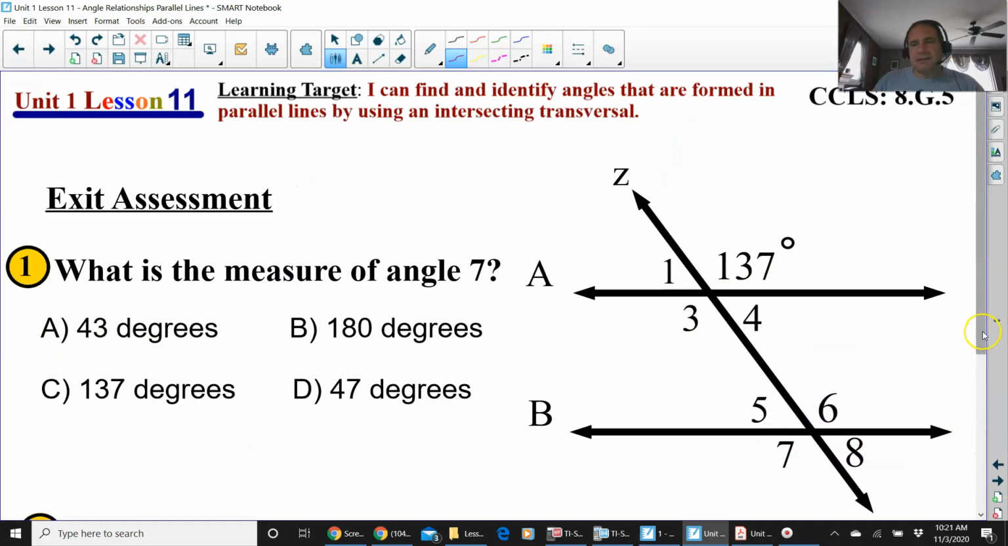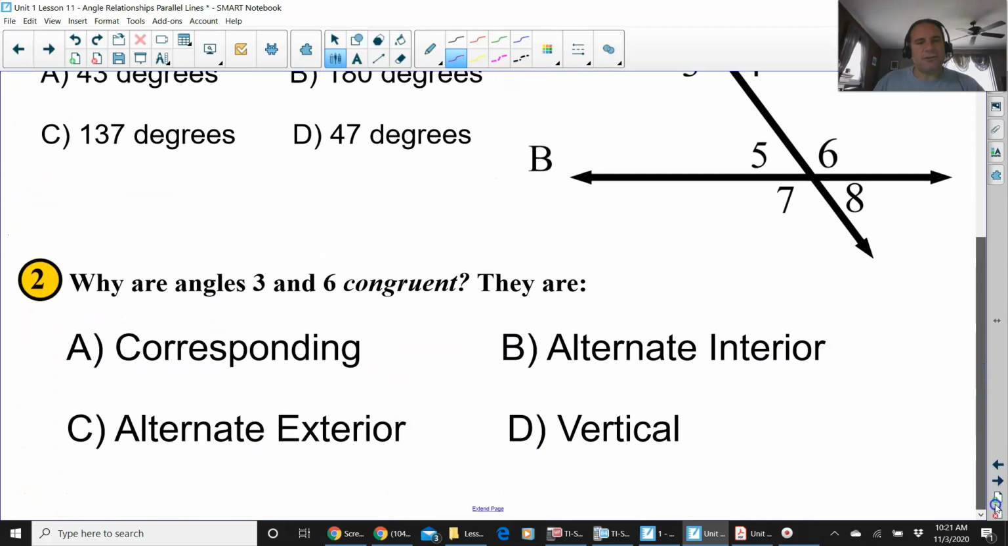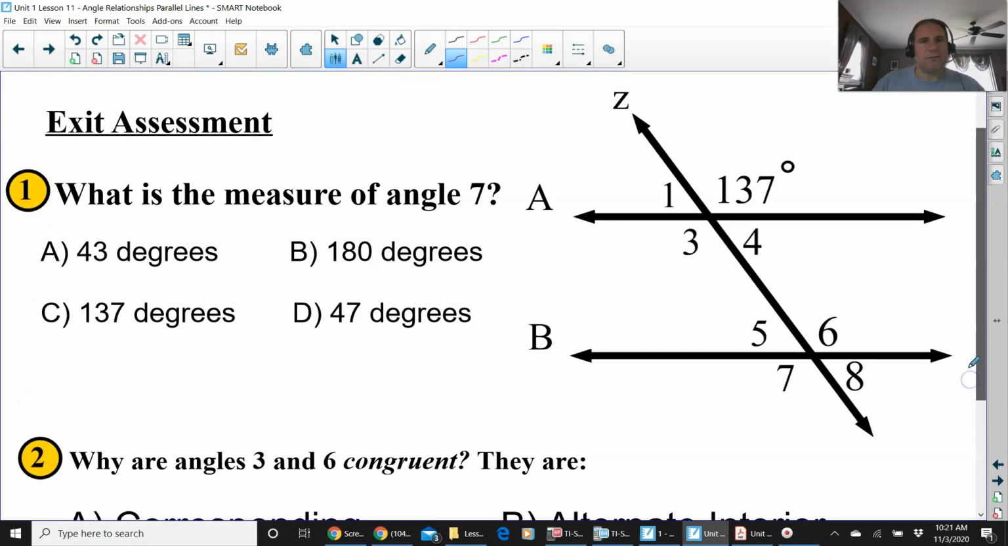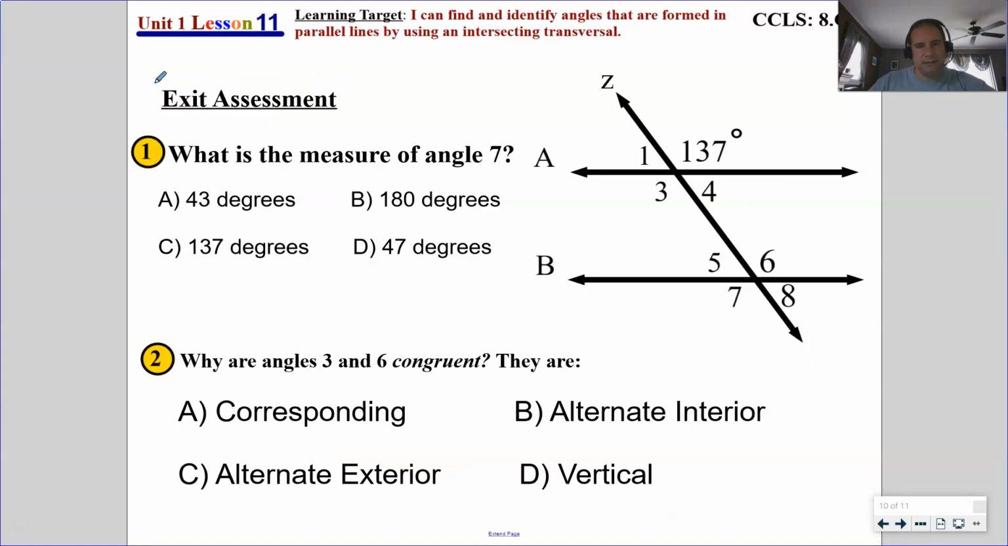Okay, this is the exit assessment. Go ahead, see if you could find the measure of angle 7. Please answer number 2 as well. Press pause and answer those problems now. Okay, hopefully you did get this exit assessment correct. What's the measure of angle 7?